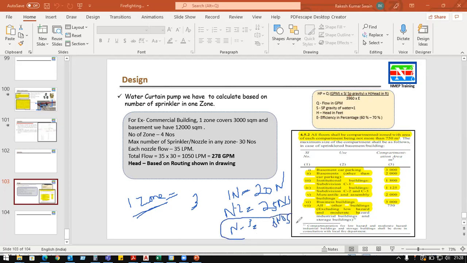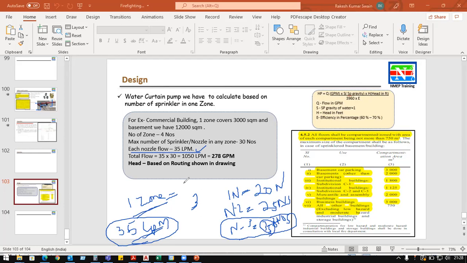So we'll calculate based on the highest number of nozzles. Whichever zone has the highest number of nozzles, we will take that number. For example, here we have 35, right? One nozzle will give 35 LPM. Already we discussed each nozzle's flow is 35 LPM. So 35 into 35 number of sprinklers.